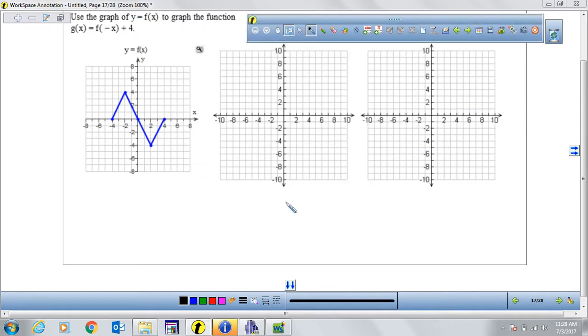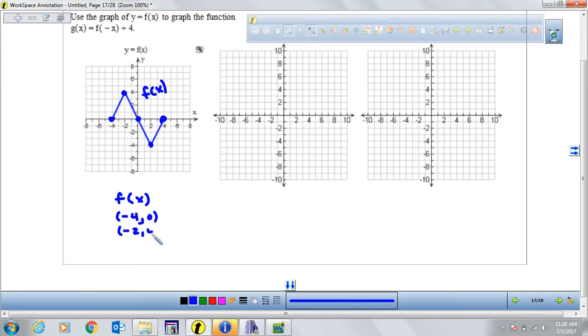On this one, we don't need to create the graph of f of x. The graph of f of x is already given right here. So all we need to do is get the points from this function already given. There are 5 points that we can use for this. The function f of x contains the points (-4, 0), (-2, 4), (0, 0), (2, -4), and (4, 0).